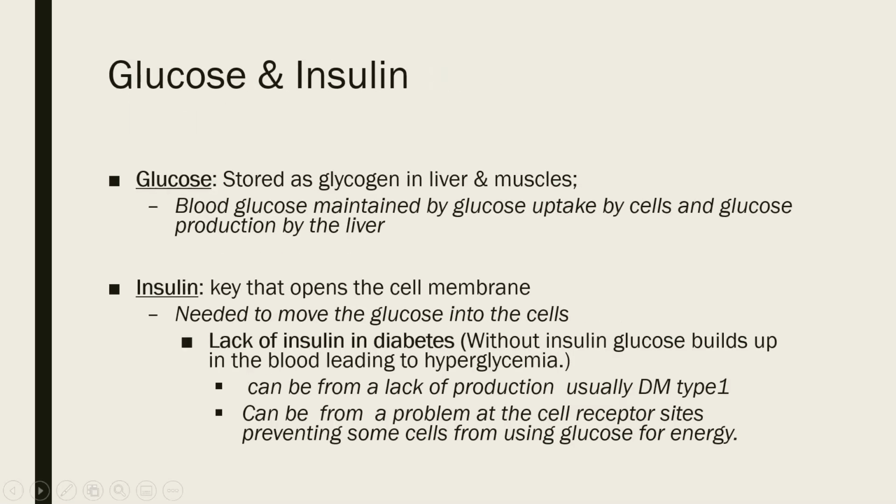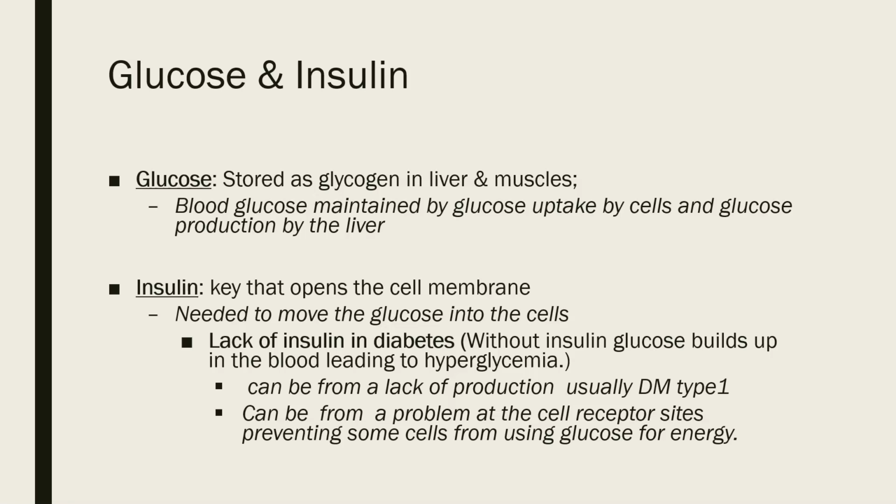So first of all, let's take a step back. Glucose and insulin. Glucose is stored as glycogen in the liver and muscles. Blood glucose is maintained by glucose uptake by cells and glucose production by the liver. Insulin is the key that opens the cell membranes. It's needed to move glucose into the cells.